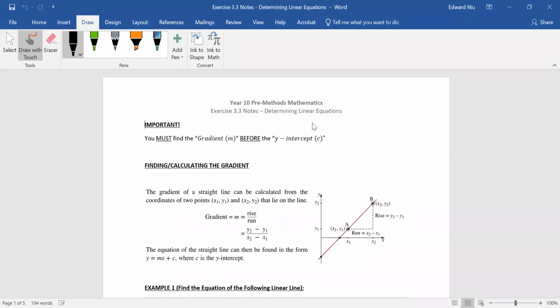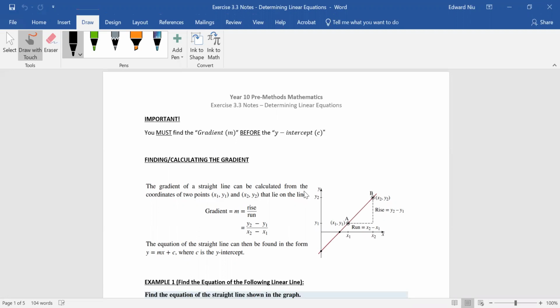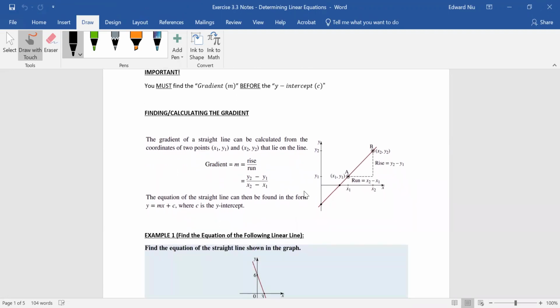In exercise 3.3, we take a look at determining linear equations. Before we begin, it's really important to know that you must find the gradient m before the y-intercept c. What does that mean? Whenever we're calculating the gradient, it's going to be very hard to find the y-intercept without the gradient, which is the coefficient before the x. How do we find the gradient?